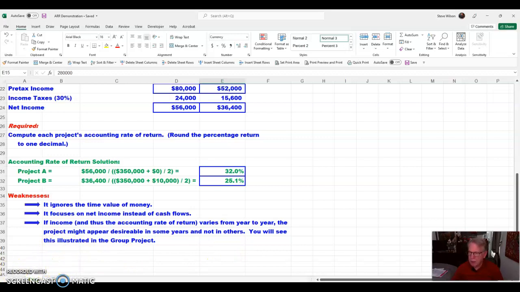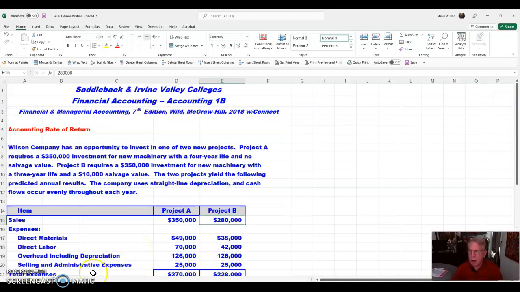So I think that represents everything you need to know about accounting rate of return.